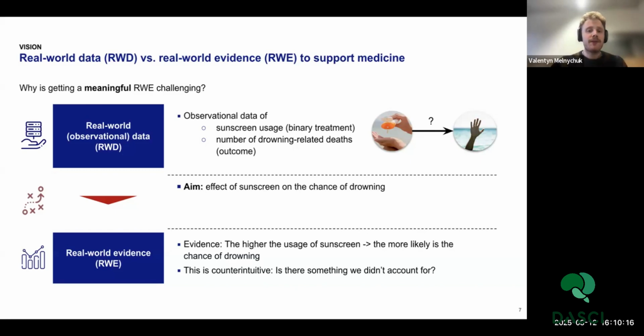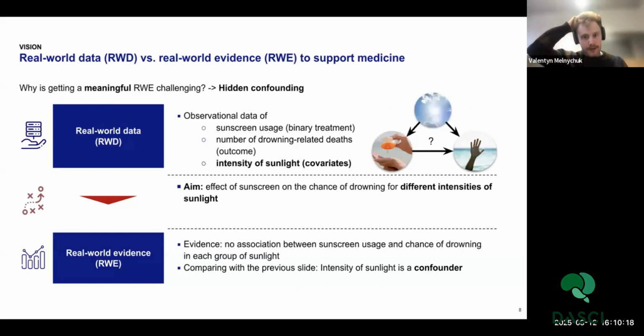So apparently there is something that we didn't account for, and this something is basically the phenomenon of hidden confounding. There is actually a third variable, or a third covariate, which we also need to measure, which influences both the sunscreen usage and your probability to go swimming, and that's why also your probability to drown.